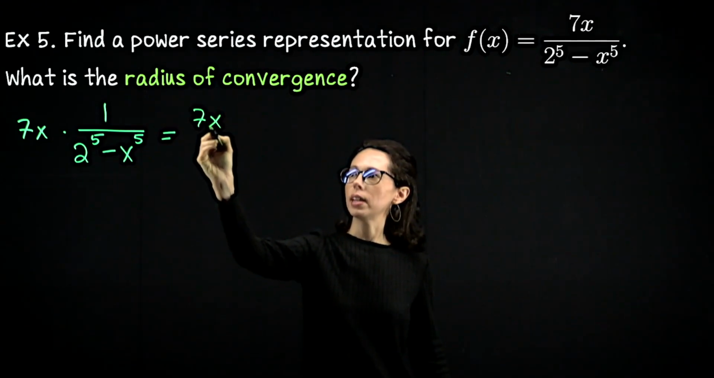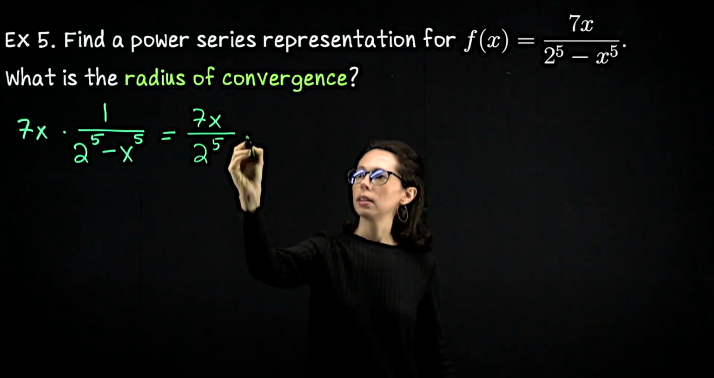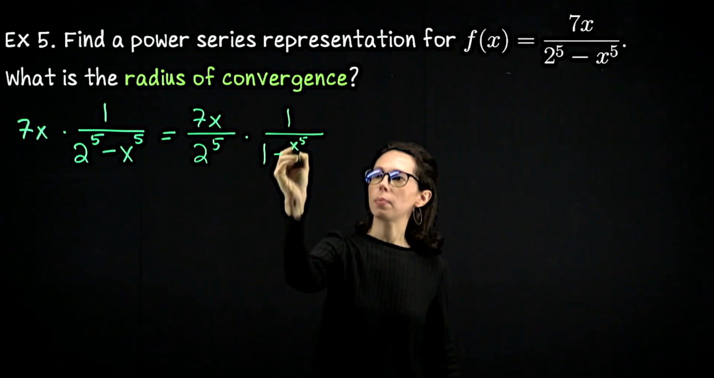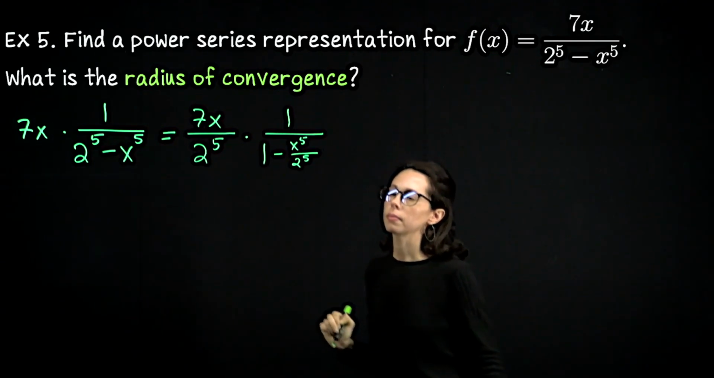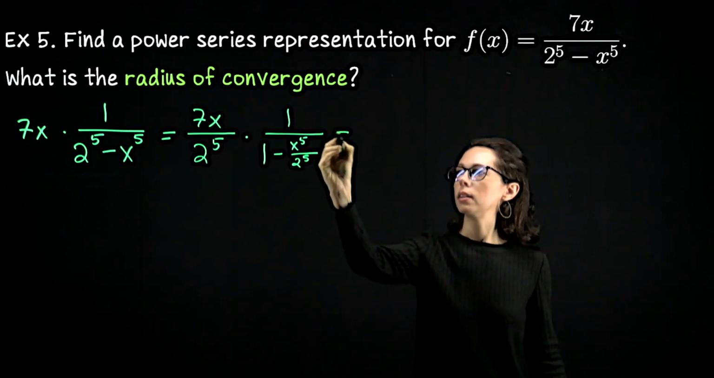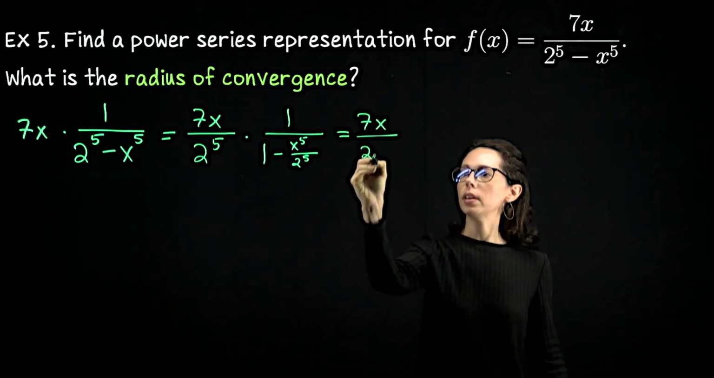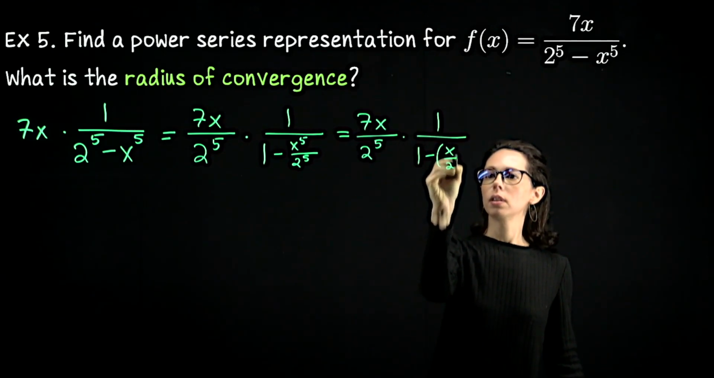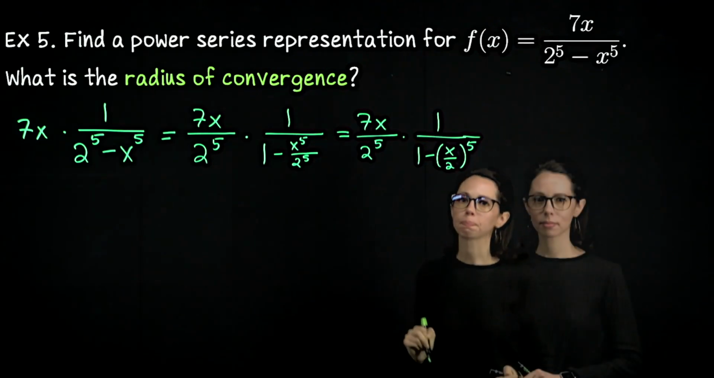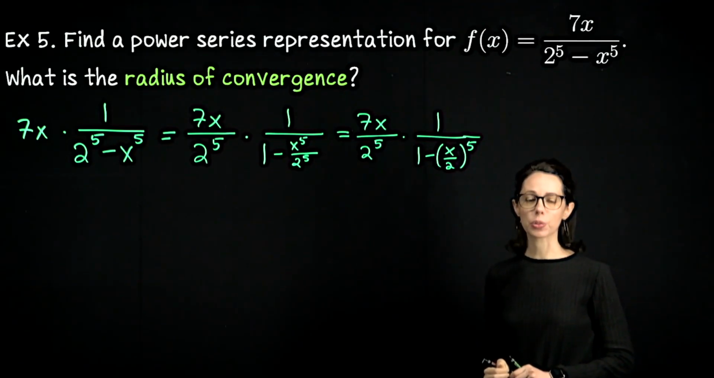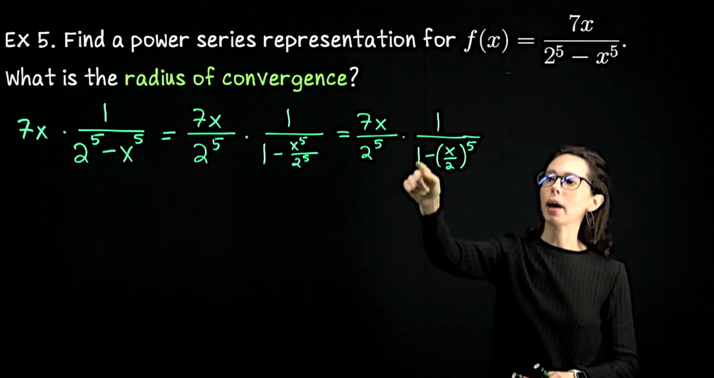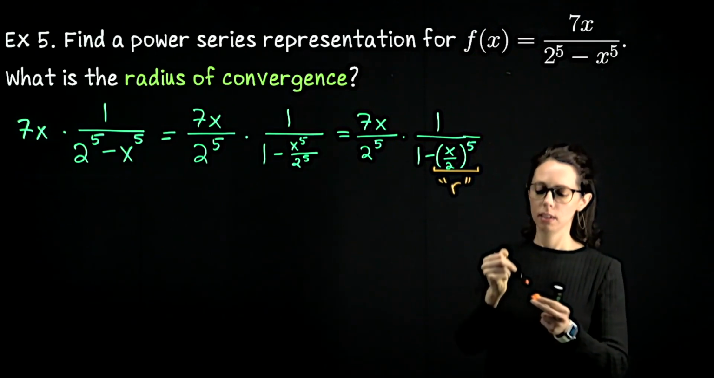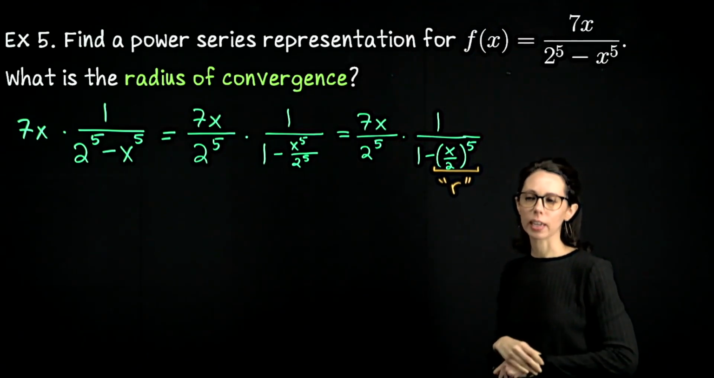That's what's going to prompt me to pull the 2 to the 5th out in front. So I can write this as 7x divided by 2 to the 5th times 1 divided by 1 minus x to the 5th divided by 2 to the 5th. Or if you like it better, that's 7x divided by 2 to the 5th times 1 over 1 minus x over 2 to the 5th, like that. Now we're ready to go with the power series representation because we've got 1 divided by 1 minus something, where again, that something is what we can think of as the base for a geometric series looking power series representation.